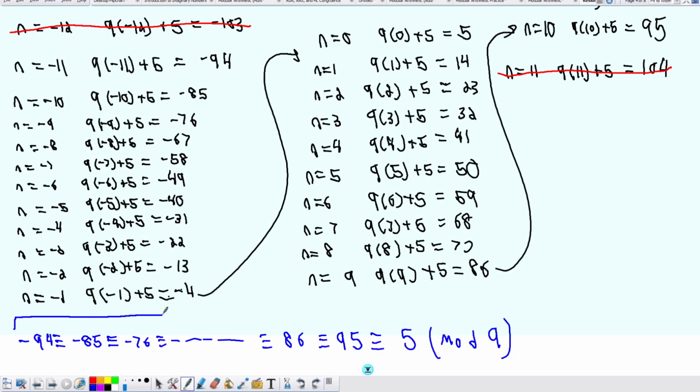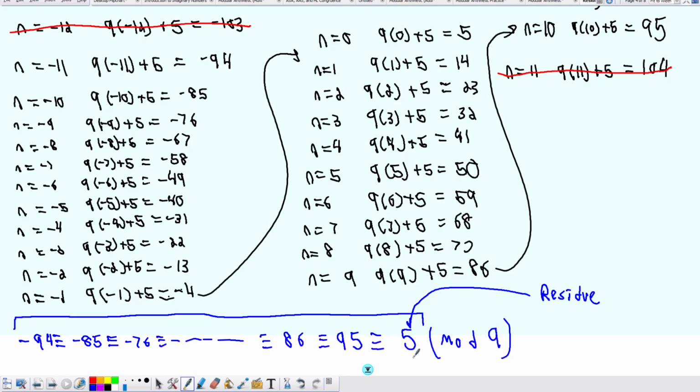All these values, and these are just a limited set between negative 100 and positive 100, they are all congruent to 5 mod 9, where 5 is our residue. I can't say least anymore because now we have negatives in there, but sort of the lowest positive value.